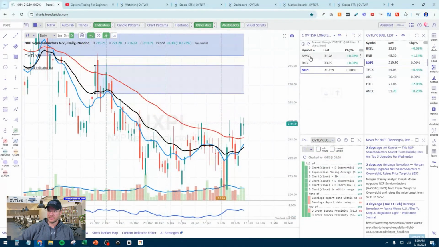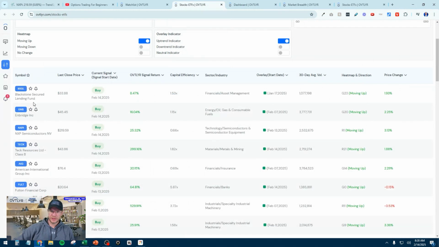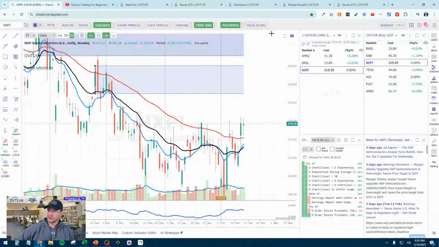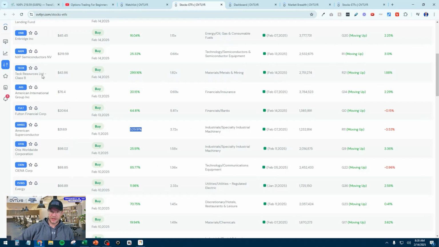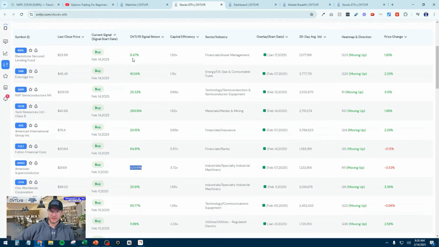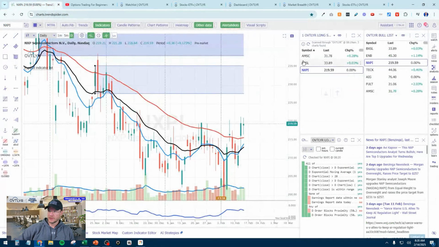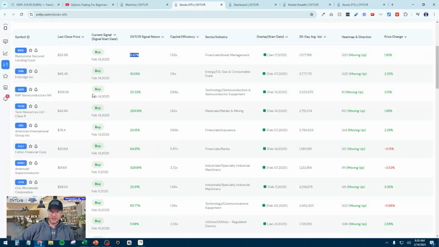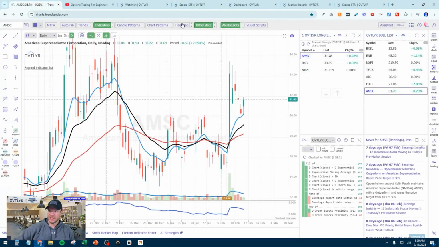So you take your 3, so AMSC, and you go into your screener, look at AMSC, has a 529% outlier return, which is crazy. Probably not going to get higher than that. Or BXSL, where's BXSL? Oh, 8% outlier return. Or NXPI has a 25% return. So obviously, the big winner of the group is AMSC.